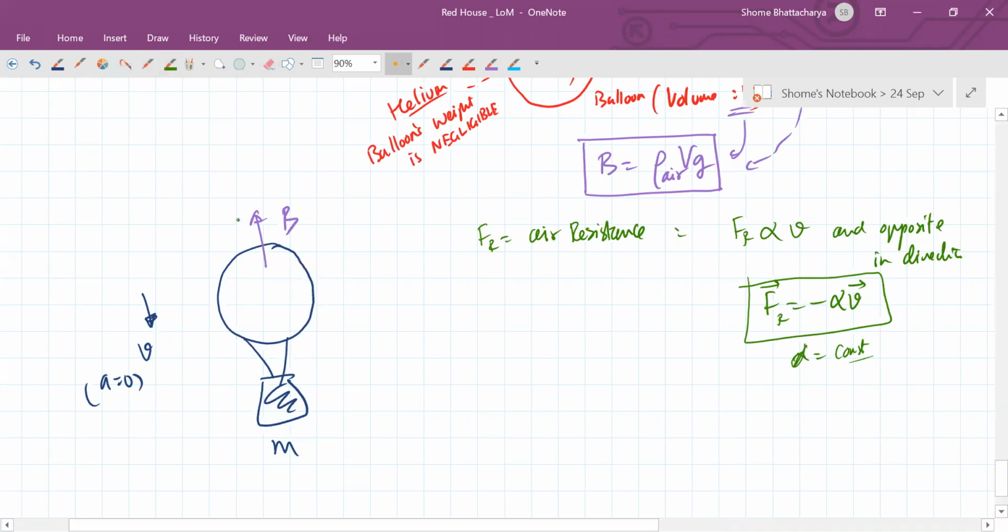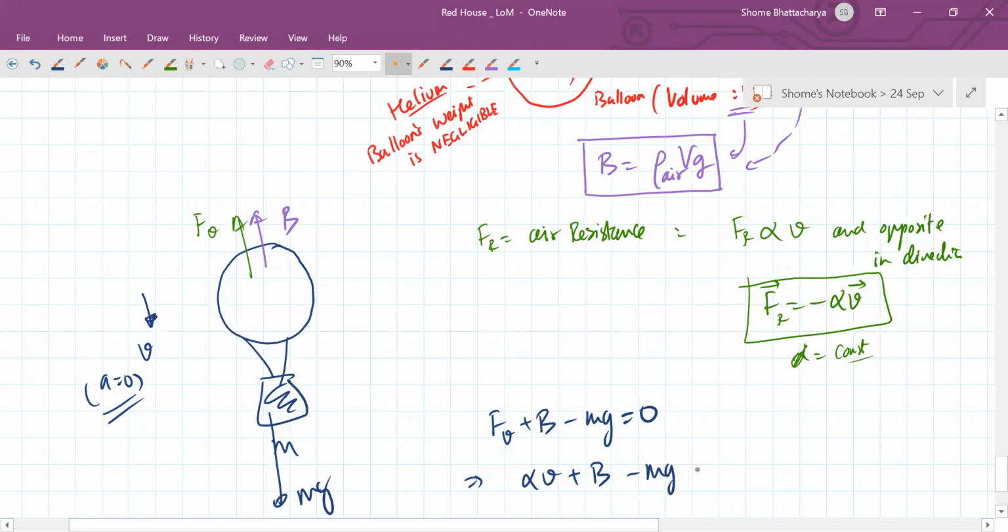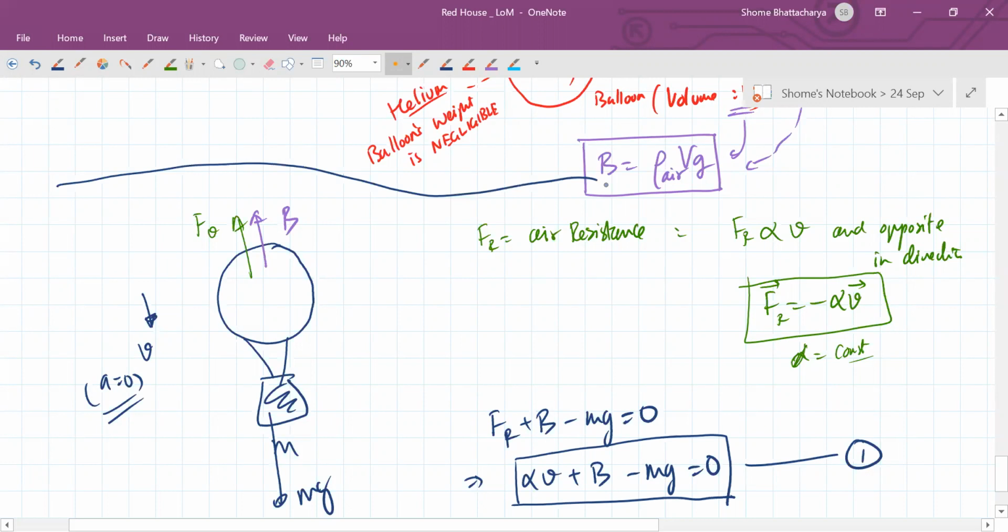Along with the buoyant force, there is an air resistance force acting upwards, and of course the weight of this object is there. That is all acting on the system. For the system, the acceleration is 0 in the inertial frame. So we have our first equation: this plus this minus this should be 0. So alpha v plus buoyant force minus mg is equal to 0. That's our equation number 1. This is the resistive force. So this is the first part of what's happening in the question.